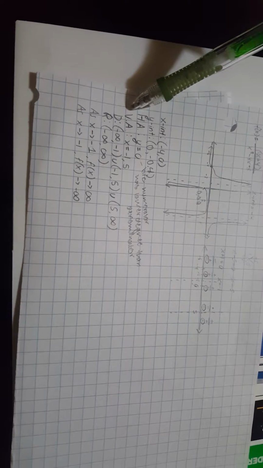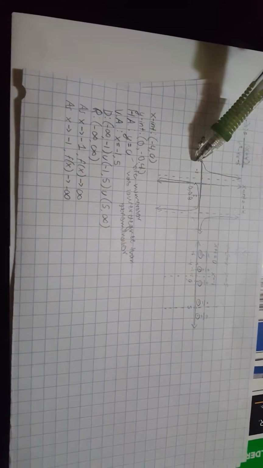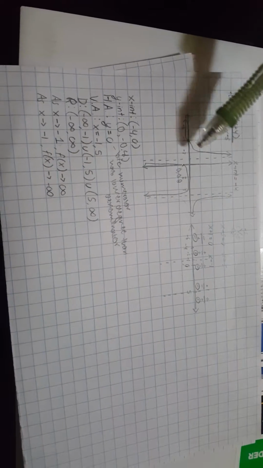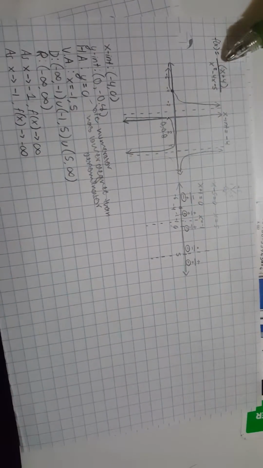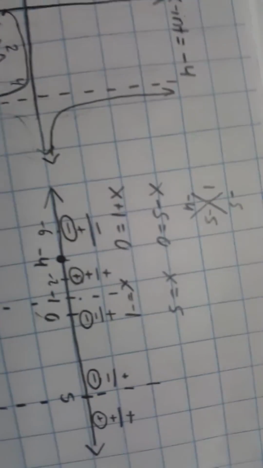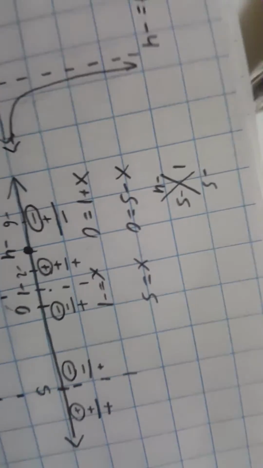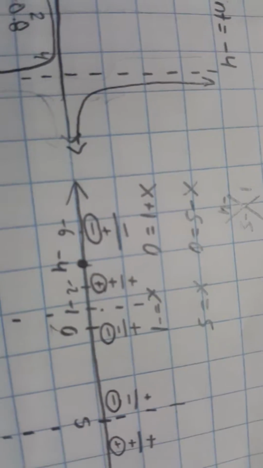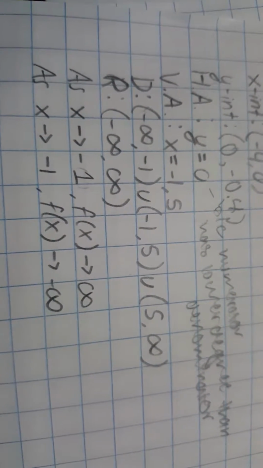And the vertical asymptotes are negative 1 right here and 5. We found this by factoring the denominator and setting it to 0. So in the factoring, it would be x plus 1 and x minus 5. Setting those to 0 gives you positive 5 and negative 1. So we already got past that.